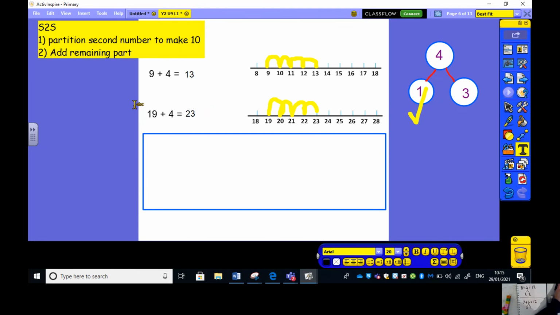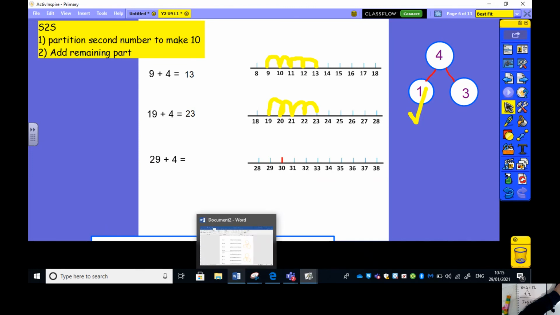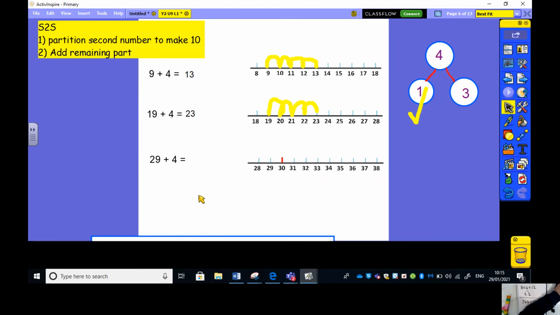Hopefully now you're starting to see the pattern. 9 add 4 is 13. 19 add 4 is 23. What about 29 add 4? 29 add 4. The strategy is still the same. I need to partition the second number to make a multiple of 10. Well, what am I going to add to 29 to make 30? I know I need to add 1.